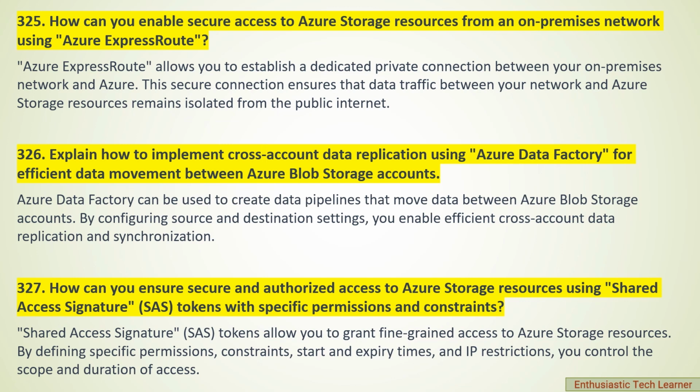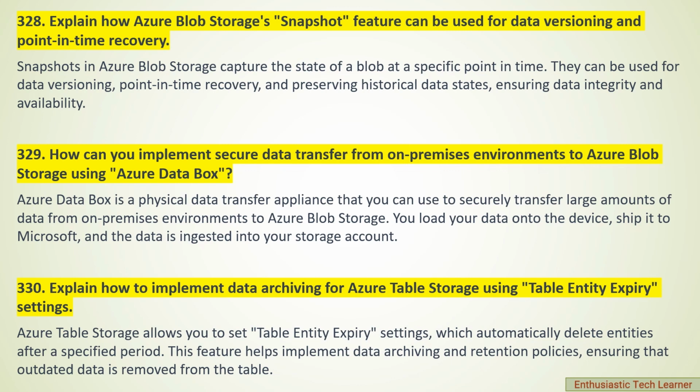How can you ensure secure and authorized access to Azure Storage resources using Shared Access Signature (SAS) tokens with specific permissions and constraints? Shared Access Signature (SAS) tokens allow you to grant fine-grained access to Azure Storage resources. By defining specific permissions, constraints, start and expiry times, and IP restrictions, you control the scope and duration of access.